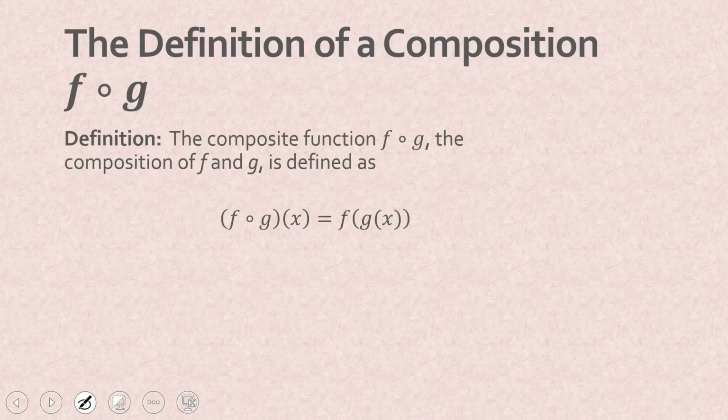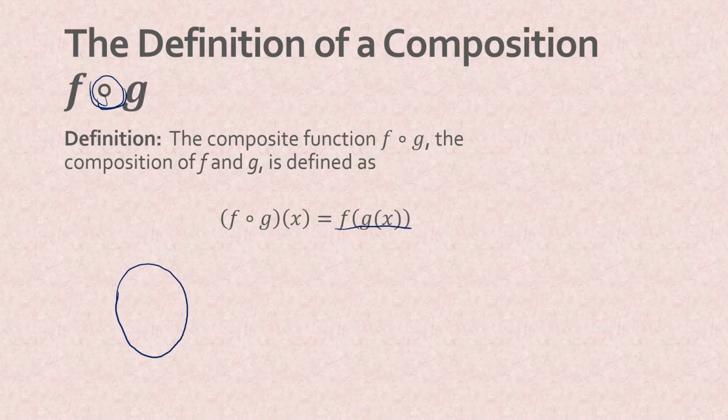So here's the definition of a composition: f composed with g. That's what that little circle right there means. The two functions are being composed. So the composite function f composed with g, the composition of f and g, is defined by (f composed with g)(x) is just f of g of x. So how do we interpret this expression here?